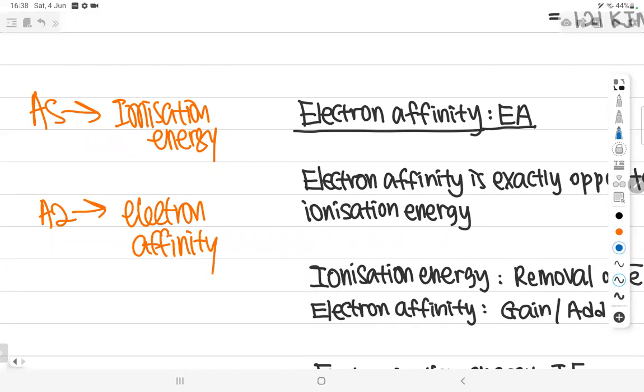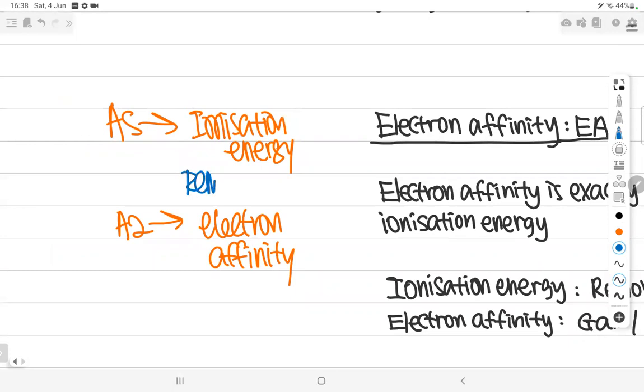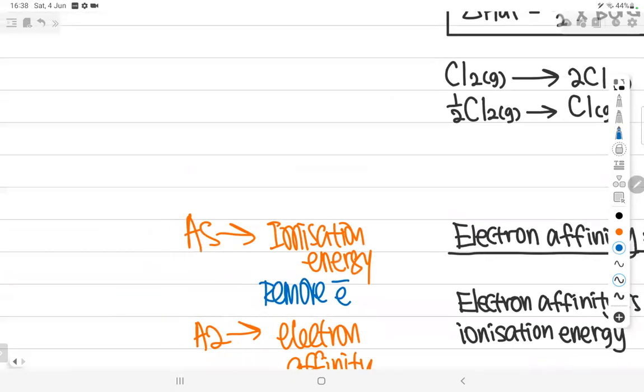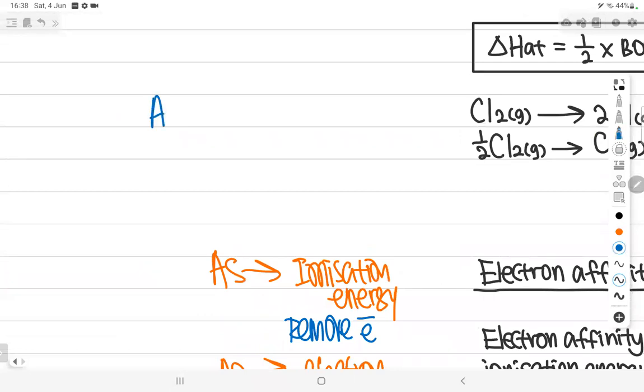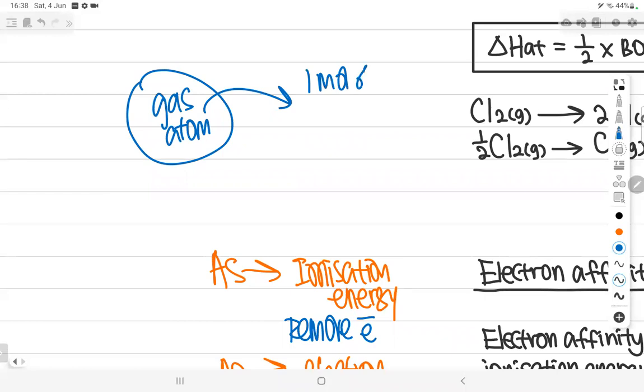So ionization energy is the energy we need to remove the electron. So we want to remove the electron. Example, we have a gas atom A. So we want to remove 1 mole of electron from the gas atom A, so that the gas atom A now will become a gas ion. And this gas ion, the charge is +1. The energy that we need to remove the electron away is called ionization energy. So ionization energy is the energy that we need to remove the electron away from the gas atom or the gas ion, in order to form the gas ion.